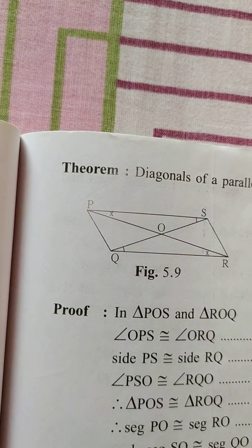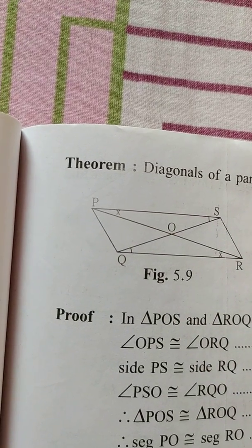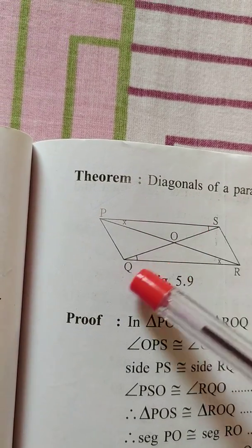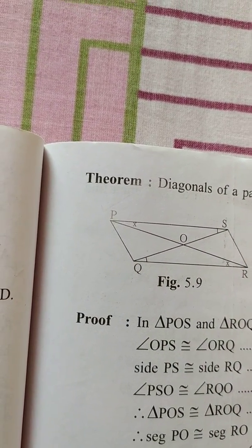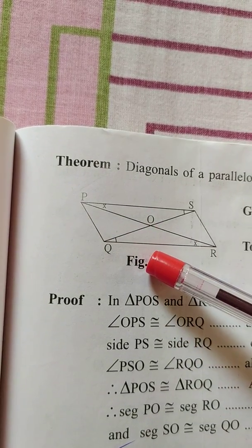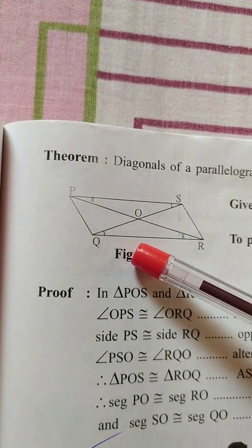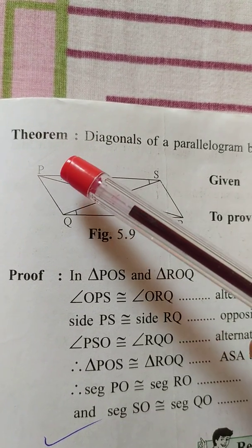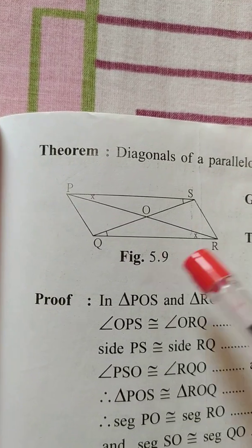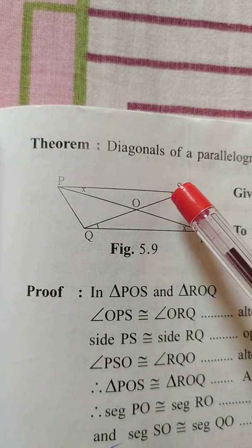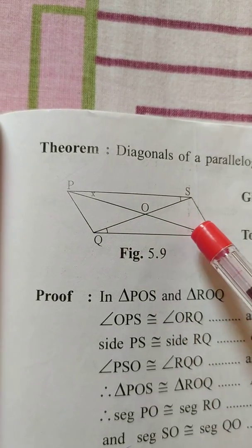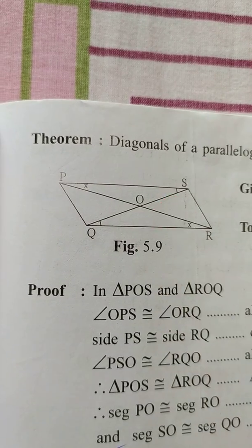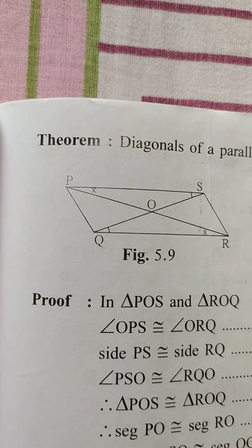Same reason, angle PSO and angle OQR are congruent. Same reason, alternate angles. And you have side PS congruent to side QR. What is the reason? They are the opposite sides of a parallelogram. We have proved that they are congruent in the previous theorem. Therefore, the two triangles are congruent by which test? By ASA test. Okay. So, you have an angle, a side and an angle which is congruent to this angle, this side opposite and this angle. Therefore, triangle POS is congruent to triangle ROQ by ASA test.